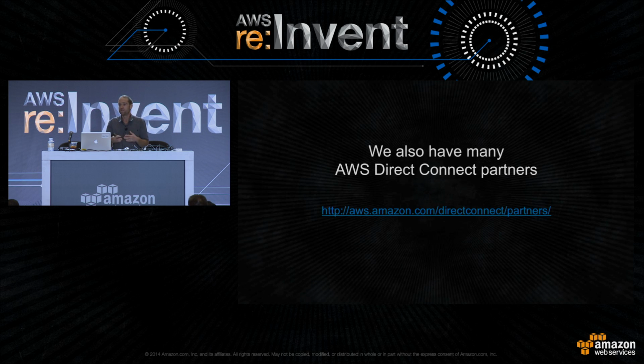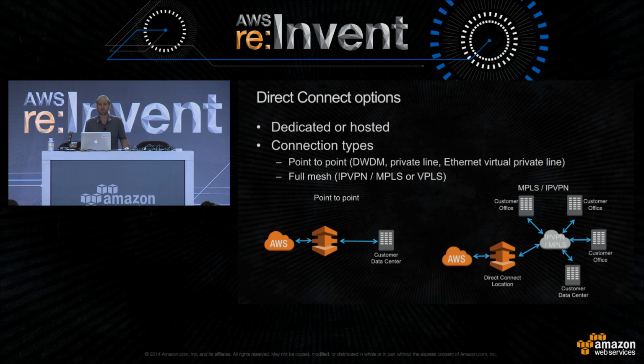But if you're trying to add AWS VPC to your MPLS IP VPN network, and it's not one of our partners, there's good reason to use somebody else. So, I wanted to talk about a couple different types of Direct Connect, hosted versus dedicated.